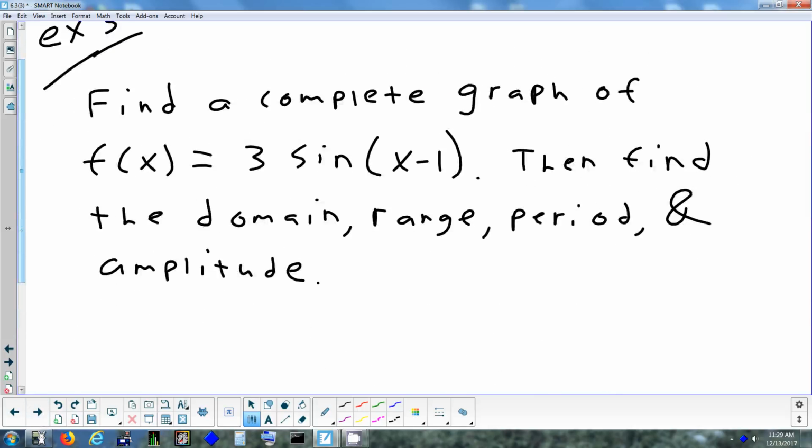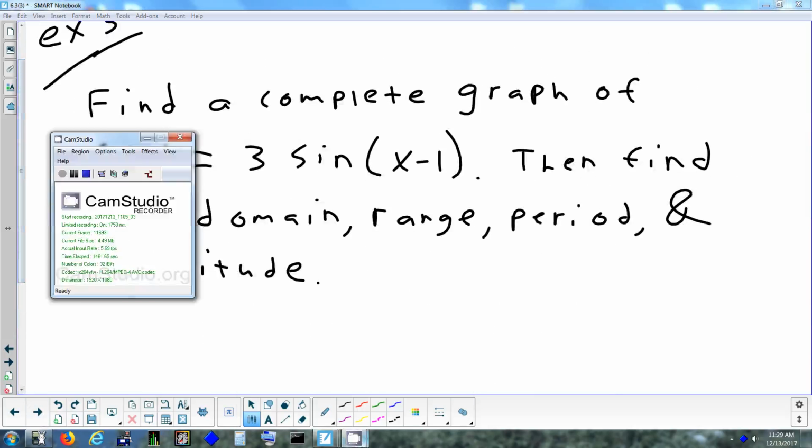Great. So take a second and try that one. Graph it. See if you can figure out domain, range, period, and amplitude. If you can do some of it without graphing, that's fine too. Maybe just try graphing.